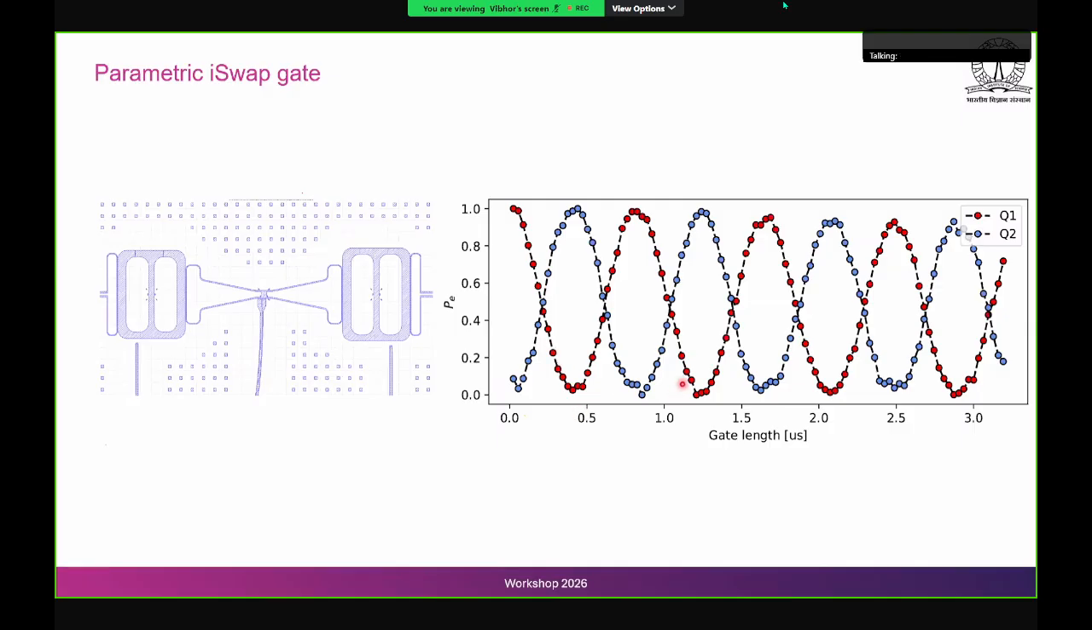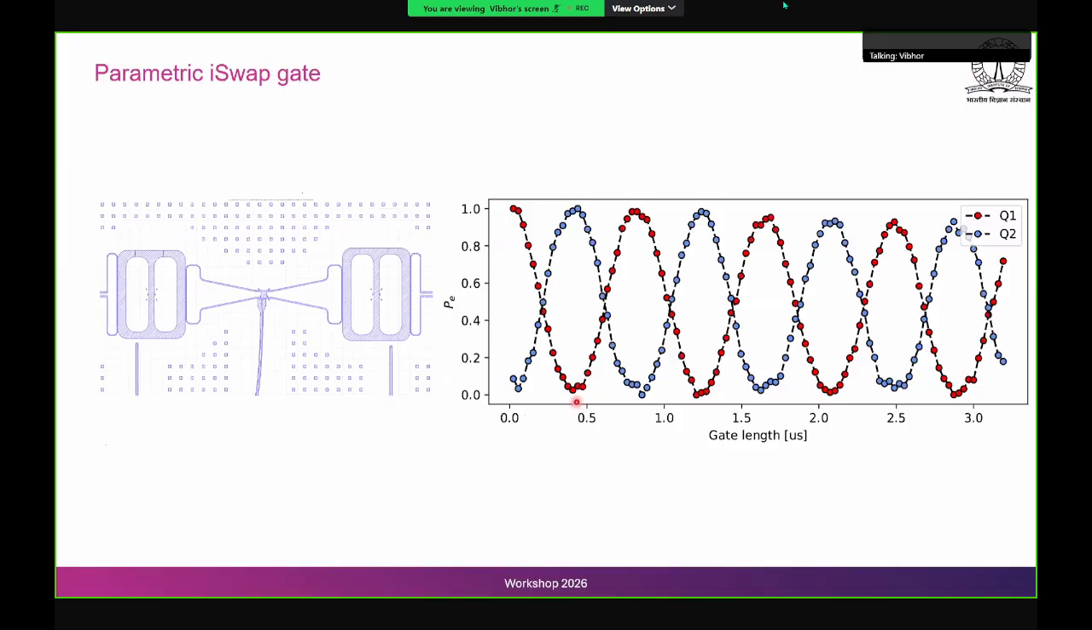What you see in the measurement is the population for Q1 and Q2 in the excited state. So if at t equals 0, when there is no modulation, qubit 1 is initialized in state 1 and Q2 is in 0. When we do the modulation for a certain duration of time, we see that qubit 1 essentially comes to the ground state and qubit 2 becomes excited. So exactly at this point where my cursor is, one has implemented a swap operation.